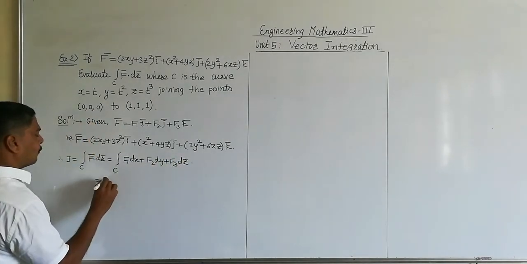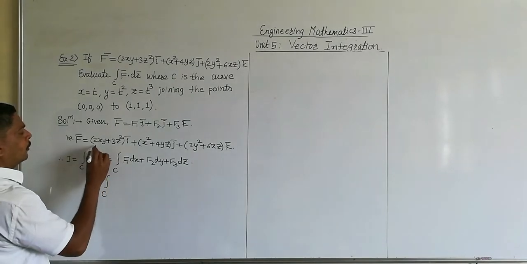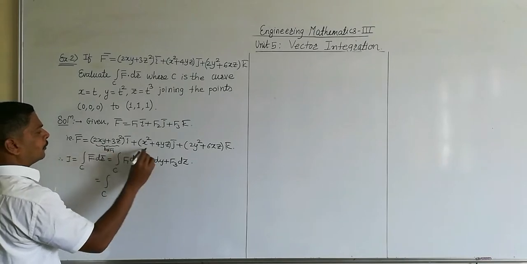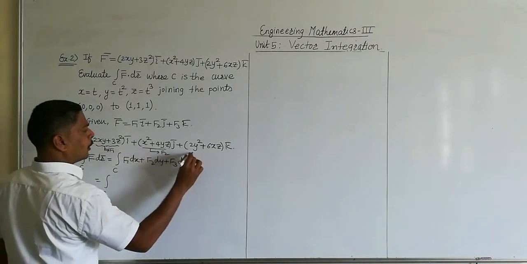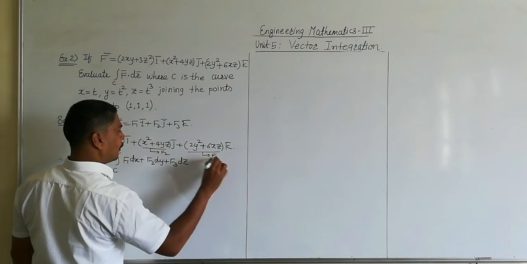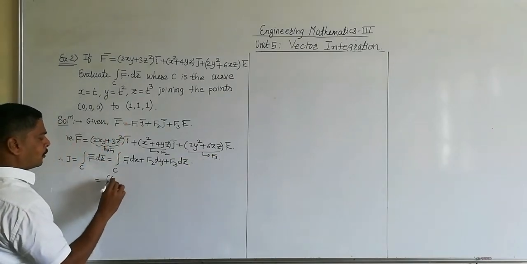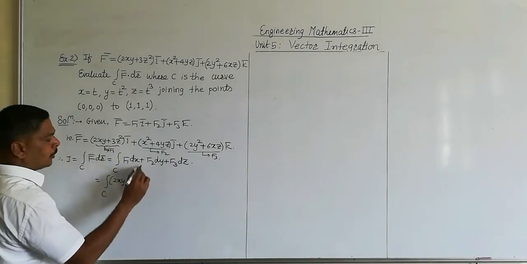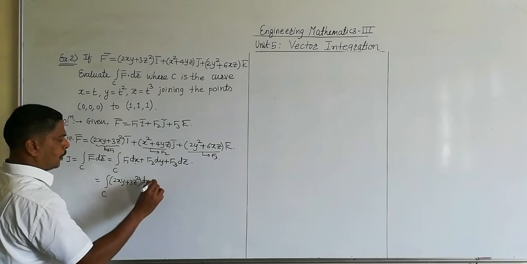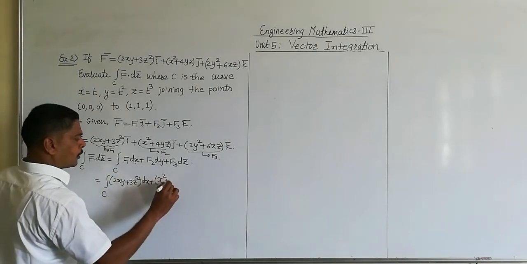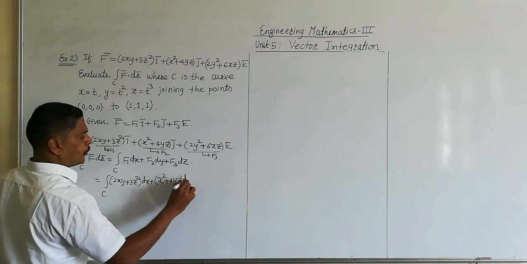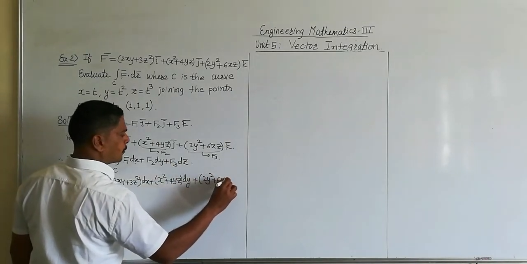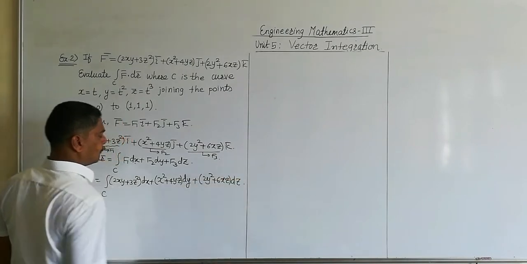And now this is equal to integration over c of f1. So this is our function f1, right? This function is f1, this function is f2, and this function becomes f3. So f1 is 2x plus 3z square, right? This is f1 into dx as it is, plus f2 is x square plus 4yz into dy as it is, plus f3 is 2y square plus 6xz into dz as it is.